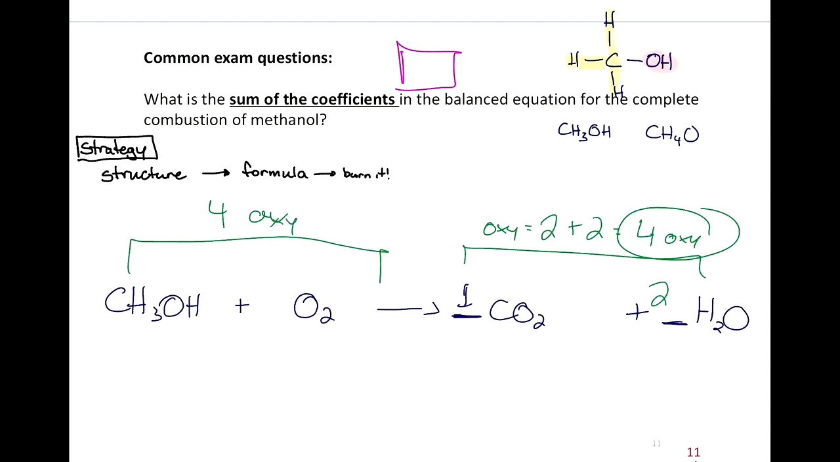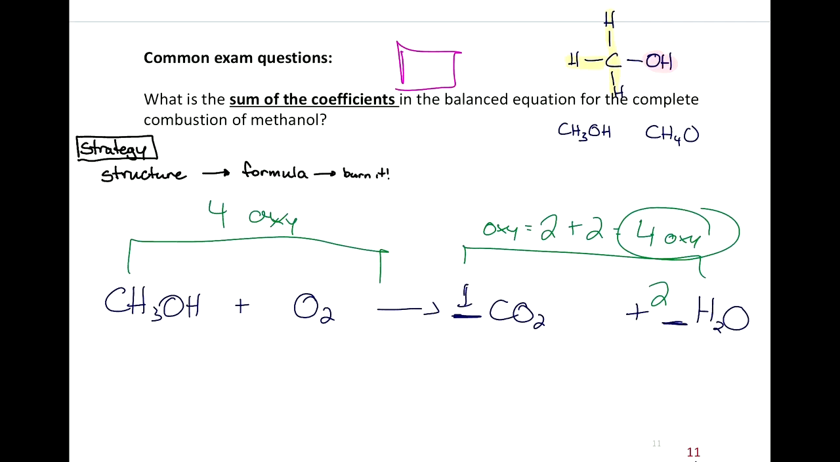What a lot of students will do is recognize, oh, I need 4 oxygens, so I'm going to put a 2 in front of O2. Can you do that? No, because if you do that, how many oxygens are on my reactant side now? 5. Yeah, so that's a problem. But don't worry, this is how I approach it.